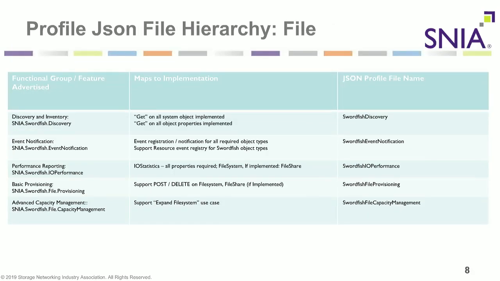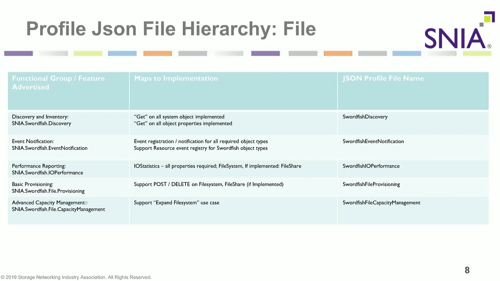Okay, so when we go over to file, some of these have been common, but we have a subset of these that have file-specific versions. So discovery is common. We've kept a lot of that common. Event notification, a lot of that is common. The performance reporting, a lot of it is common requirements, but it's different classes, which is quite true for the discovery as well. Provisioning, same thing. Common requirements, but applied to different classes. So instead of requiring the ability to create and delete volumes, you're actually creating and deleting file systems, and then if they're implemented, creating file shares.